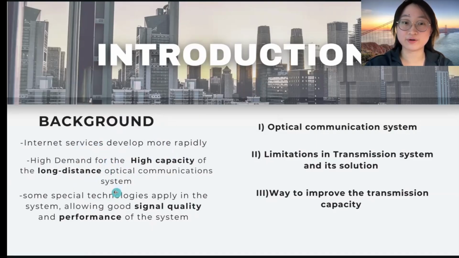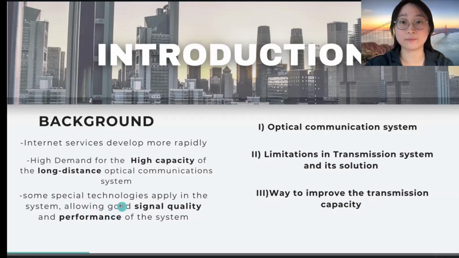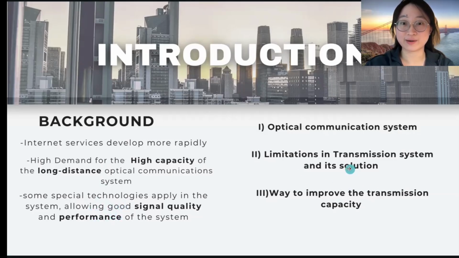So in this paper, we're going to discuss some special technologies to apply in the system, allowing good signal quality and system performance. We will talk about three aspects. The first is the optical communication system, the second is limitations in the transmission system and their solutions, and the third is ways to improve the transmission capacities.